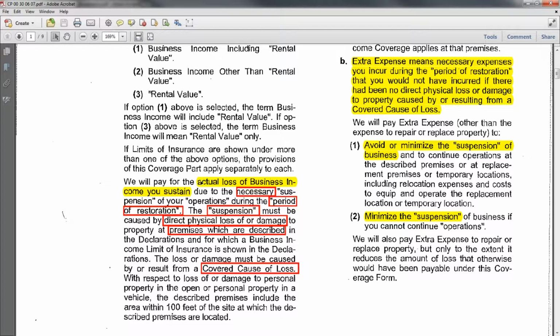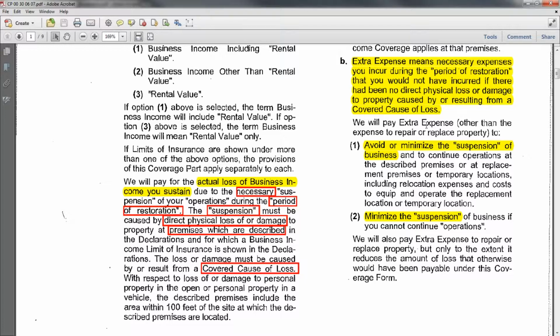Now, it is just important to note that the pure extra expense is a totally separate policy. I believe that's a CP0050. So where you're dealing with a CP0030, we have the economic limit. With the CP0050, we do not have that same limit, but it's a separate policy in and of itself.